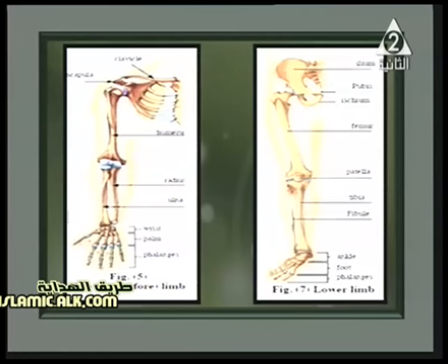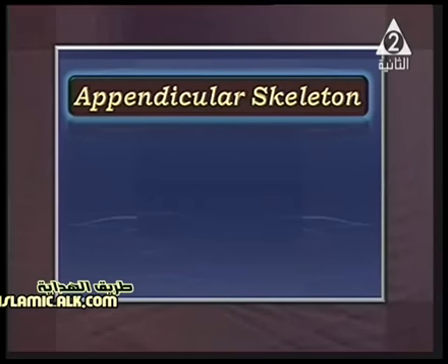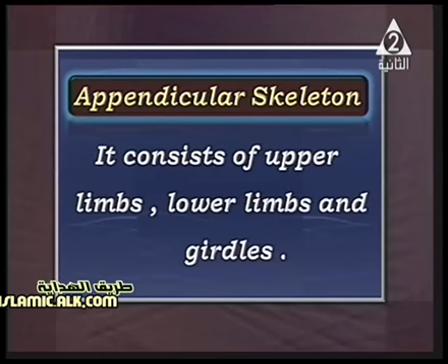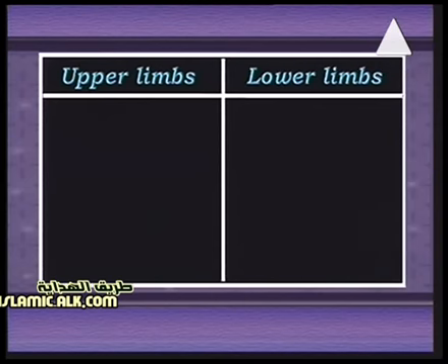Appendicular skeleton consists of what? Upper limbs, lower limbs, and girdles. Right now, I'm going to compare between the pectoral girdle and the pelvic girdle. Each one of you, pick your pen and paper and please write this comparison. Well, the upper limbs. Who can tell me the function of the upper limbs? We didn't say it. Very easy: for writing, for carrying objects, holding objects, and so on.